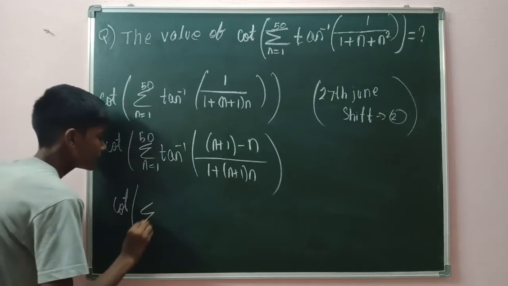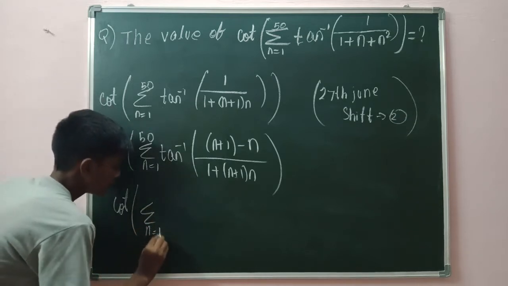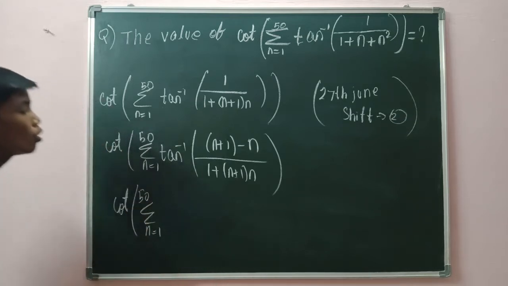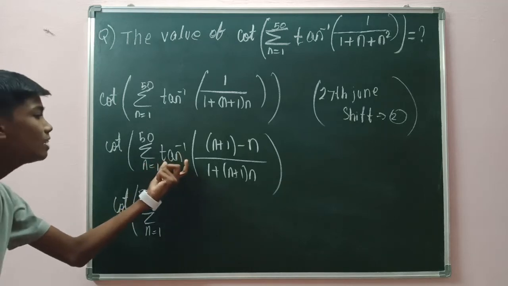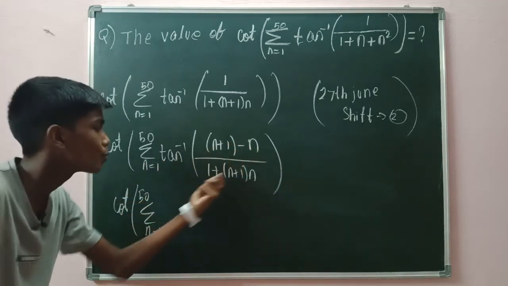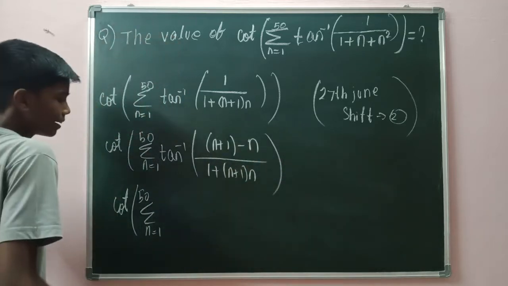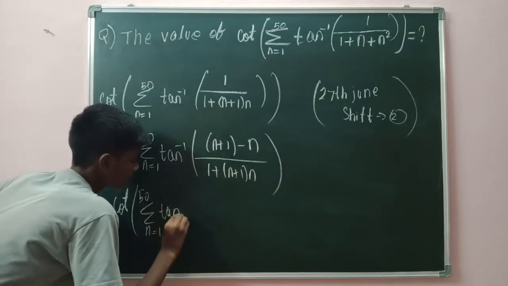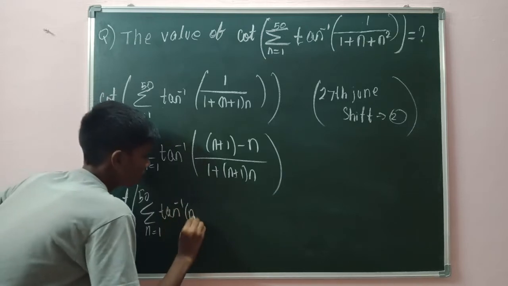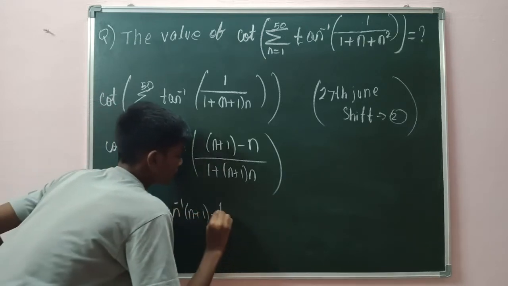So now it's going to be very simple. Summation from n equal to 1 to 50. Now this looks like the form tan inverse of a minus b divided by 1 plus ab, where a is n plus 1 and b is n. So when you use that, I'll get tan inverse of a, that is n plus 1, minus tan inverse of b, that is n.